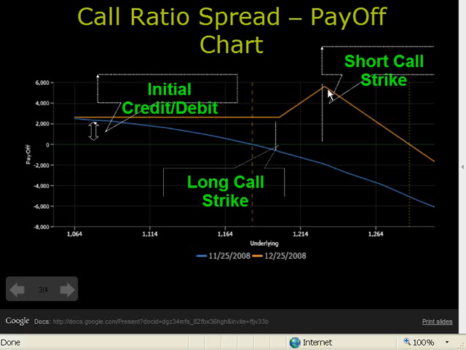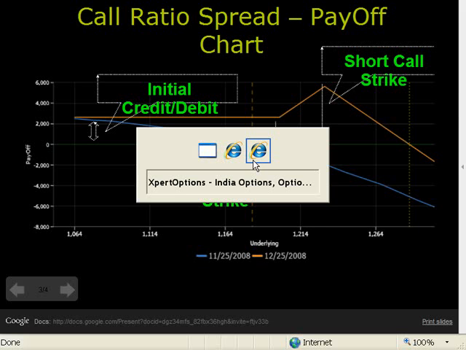And if the underlying goes above the short call strike price, the profit starts reducing till it touches zero at the break-even point. Our target would be to find call ratio spreads where this break-even point is as high as possible compared to the current underlying price. So we switch to Expert Options now.